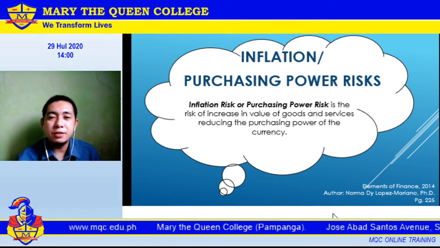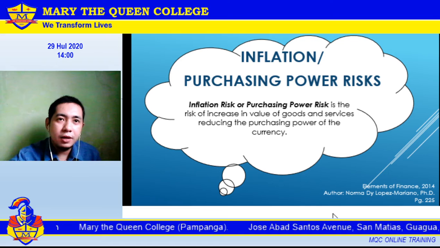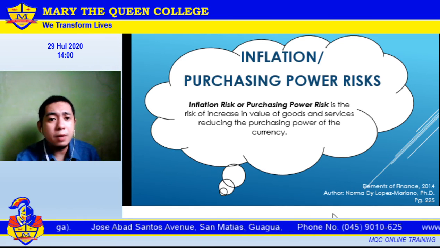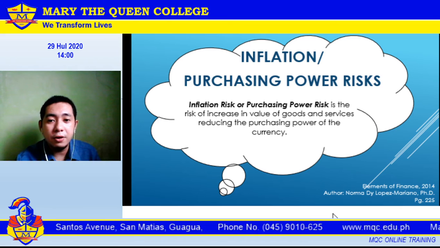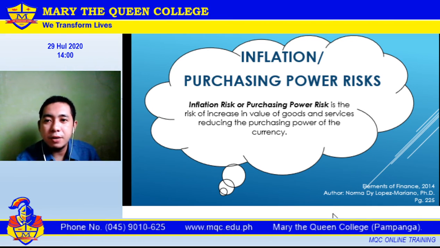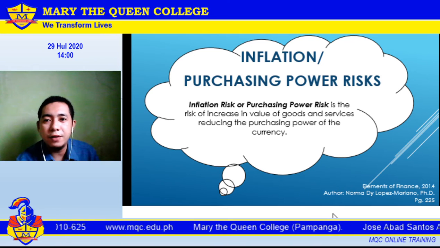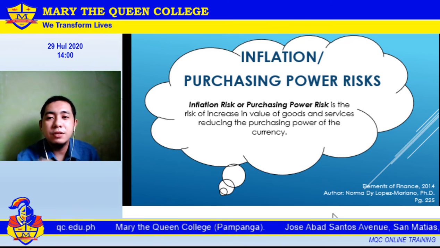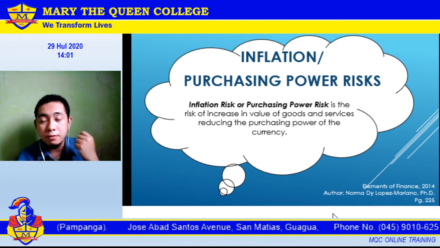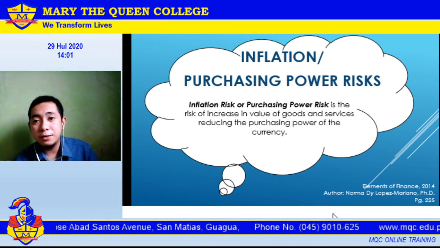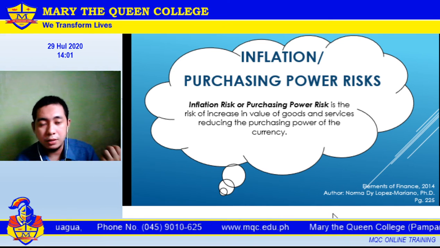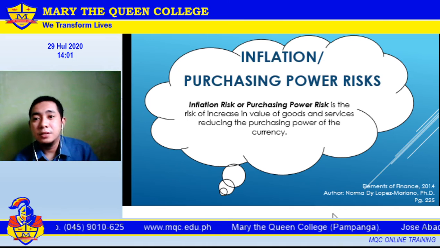Then inflation or purchasing power risk: these are external factors, and in fact these are uncontrollable risks. Inflation or purchasing power depende sa economy natin, how is it going. Inflation risk or purchasing power risk is the risk that an increase in the prices of goods and services reduces the purchasing power of the currency. So pag humina yung pera natin, yung purchasing power ng pera, syempre there are risks about your sales, about your investments.